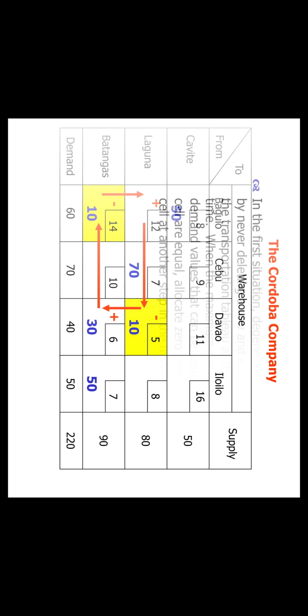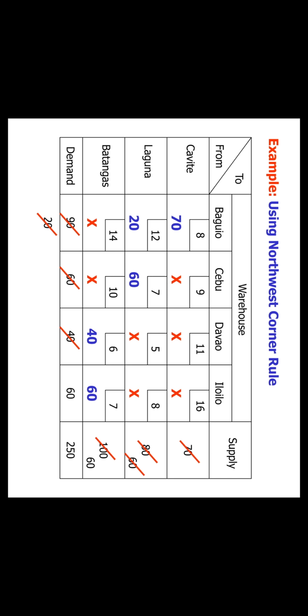So how do we remedy the two situations? In the first situation, degeneracy is handled by never deleting a row and a column of the transportation tableau at the same time. When the maximum supply and demand values that can be assigned in a cell are equal, allocate 0 units to another cell at another step in the heuristic. Going back to our example.